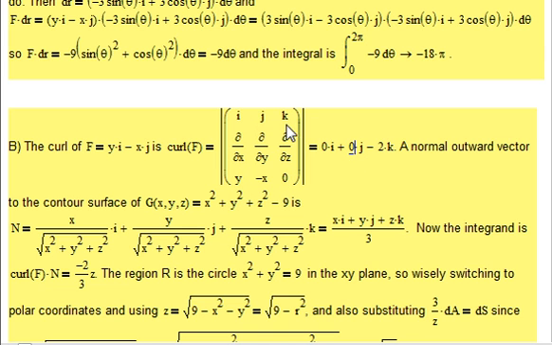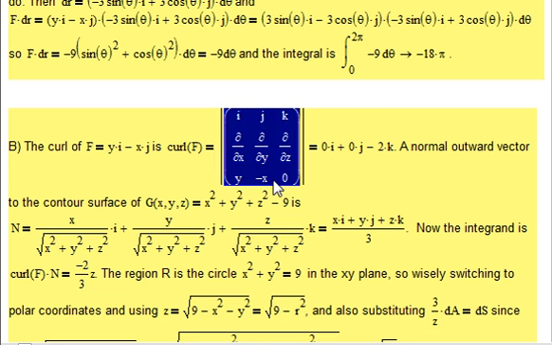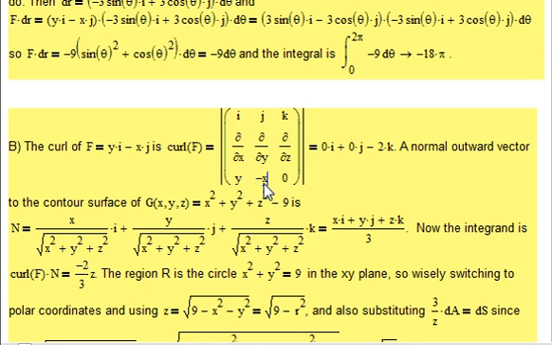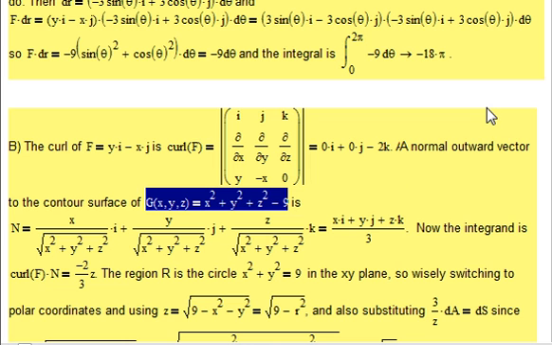Now we do get something from k. k times this partial with respect to x is negative 1, and this partial with respect to y is minus another 1, so we got negative 2k. So a normal outward vector to this surface, remember, sphere, radius 3, remember?